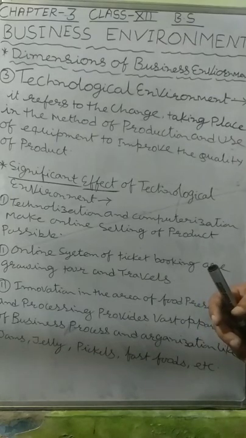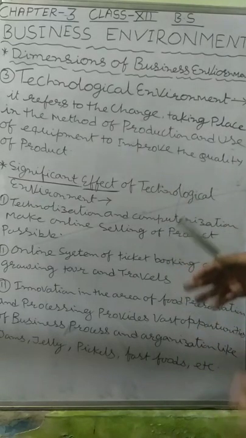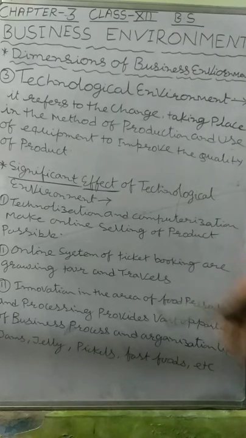But technology is the outcome of machines. That is the outcome of machines. Therefore, technology stands to smooth the overall business process from its initial stage to the last stage. And in this form, it refers to the change taking place in the method of production. The changes we make in production through machines and new technology, it tells us about that. And use of equipment, the machines we use, for what? To improve the quality of product.